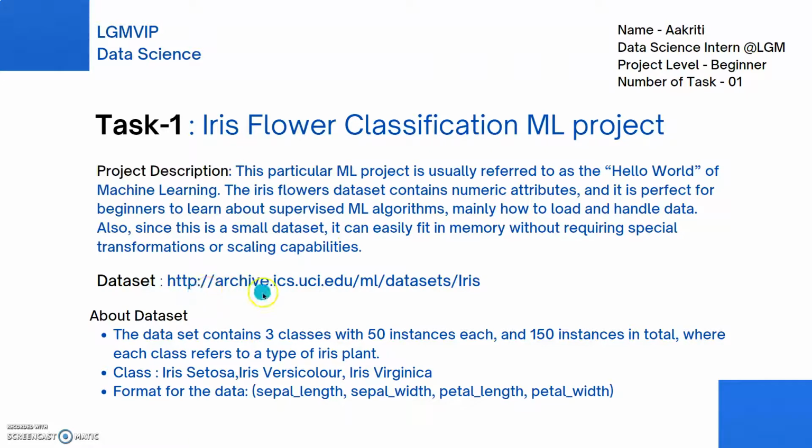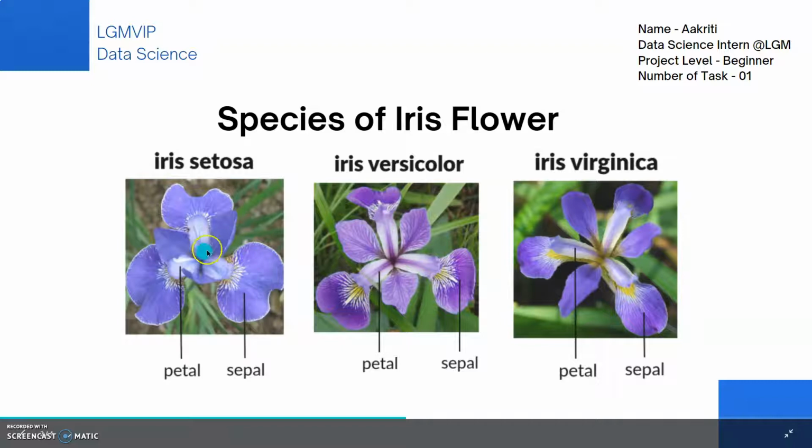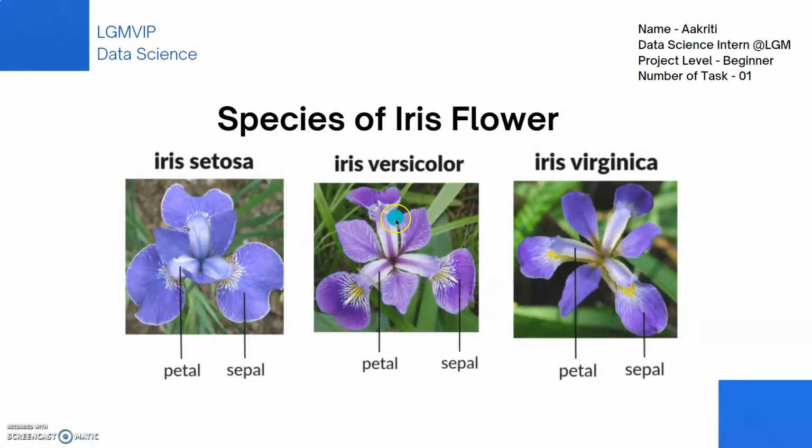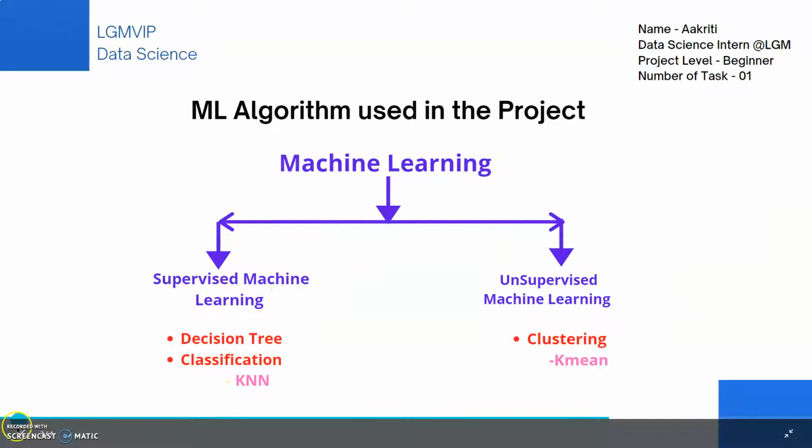So this is the data set which I have used for the project. The data set consists of 50 samples from each of 3 species, and 4 features are measured from each sample: the length and width of sepal and petal, for distinguishing between the different species of iris flower from each other. These are the machine learning algorithms which I have used in the project. So let's move to the code.